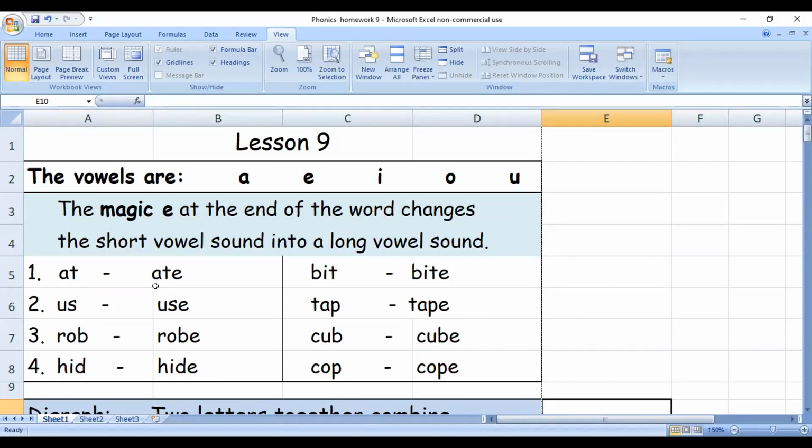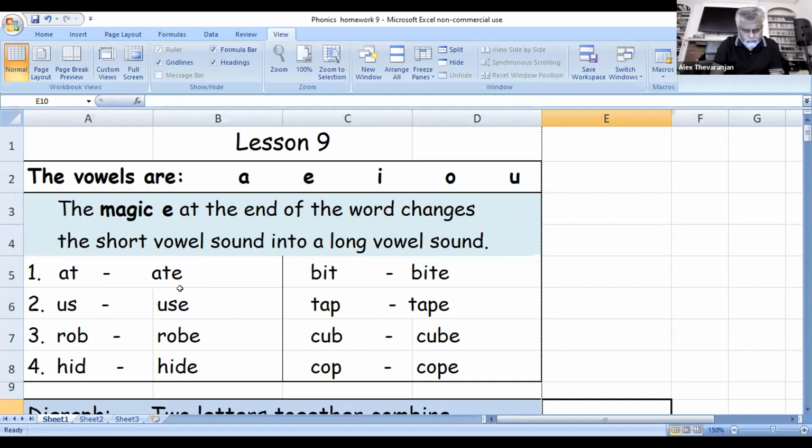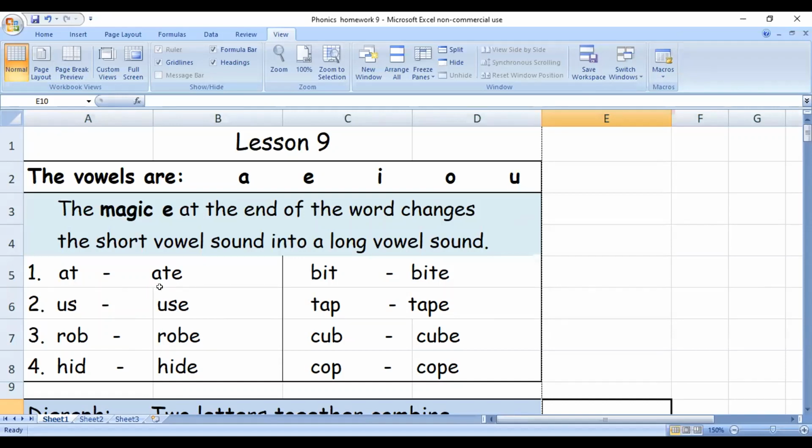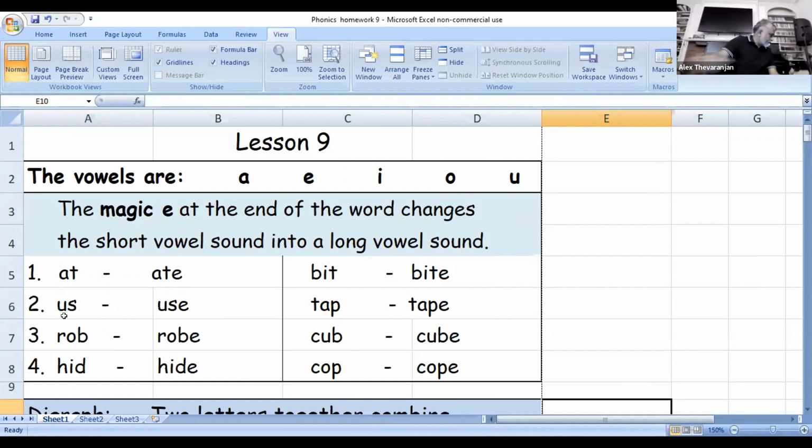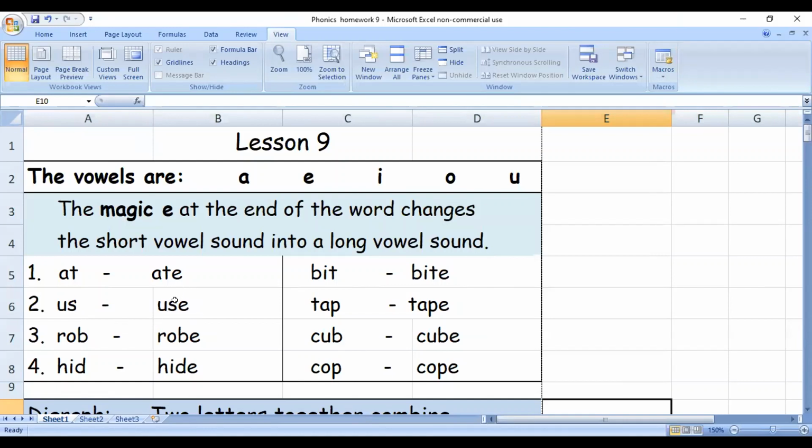When I add the magic E to this, the sound will not have the short vowel sound. It will have the sound A, and we will read this as ate. Us: when I add the magic E, this becomes U, the name of the letter or the long sound. So you read it as use.